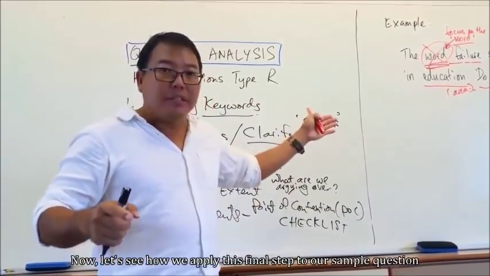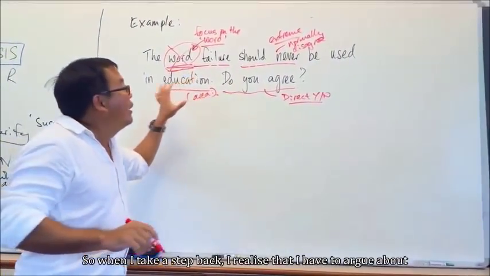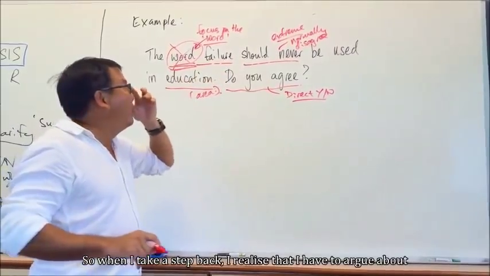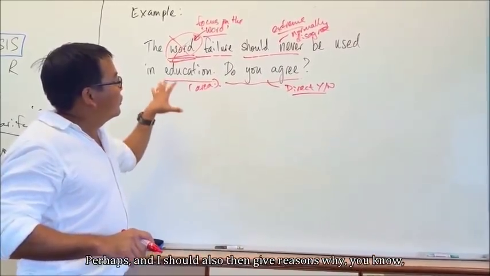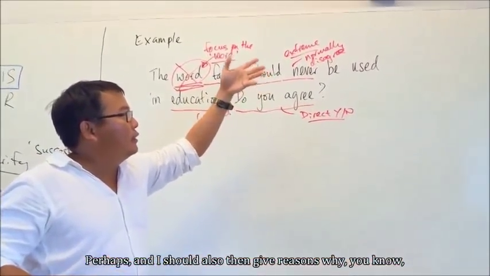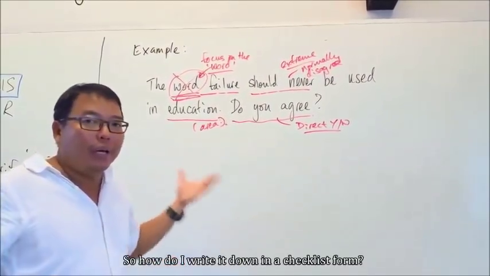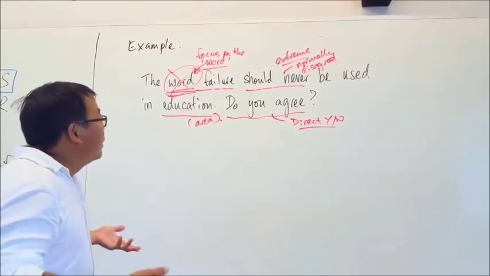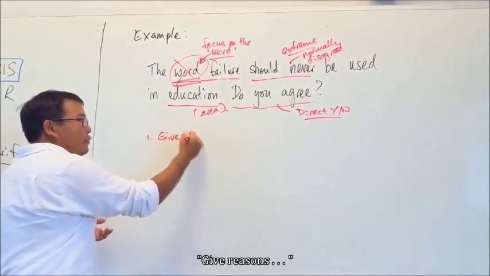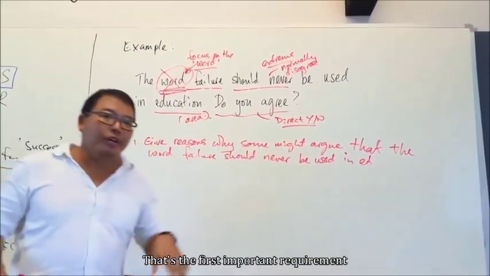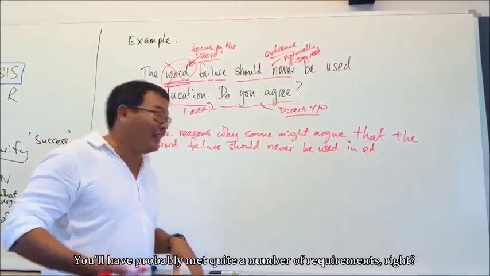Now let's see how we apply this final step to our sample question. So when I take a step back, I realize that I have to argue about why some people say it should never be used, perhaps. And I should also then give reasons why it can sometimes be used or it should sometimes be used. So how do I write it down in a checklist form? The first thing, I need to just give myself directions, give reasons. That's the first important requirement. If you write a few paragraphs giving some reasons like that, you've probably met quite a number of requirements, right?